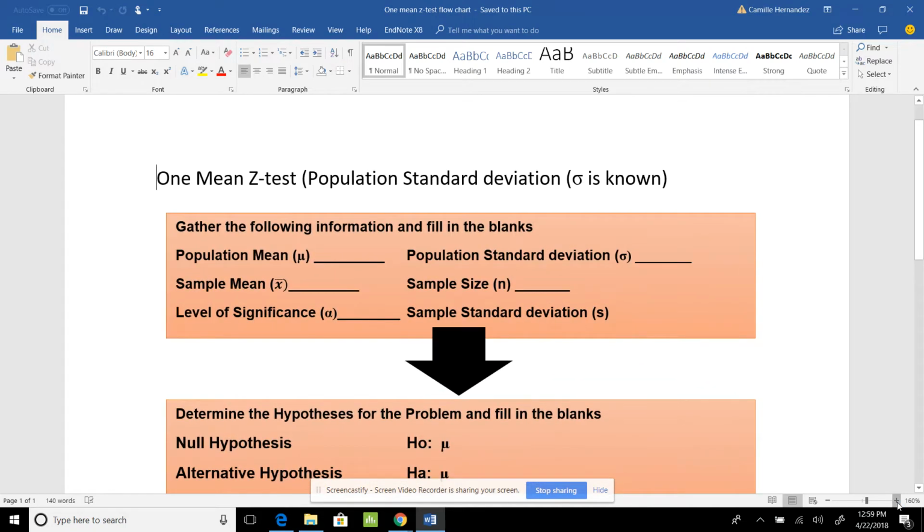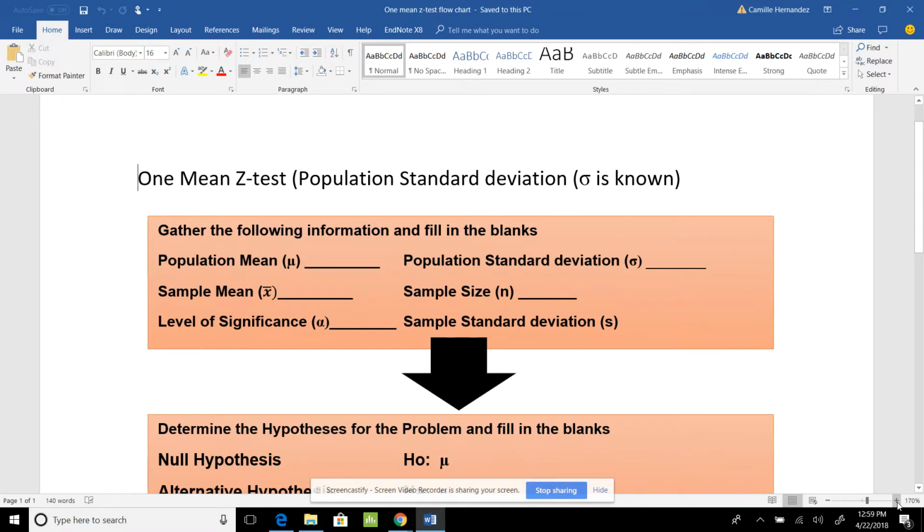So now I'm going to talk about the flowchart that I made for one mean z-test. Okay, again, you're going to run a one mean z-test because your population standard deviation is known. So what you're going to do is gather up the following information and fill in the blanks.